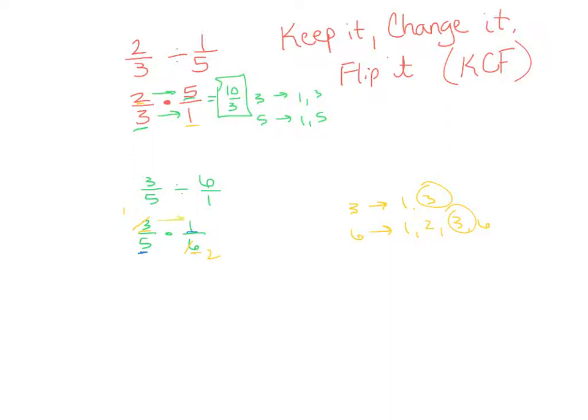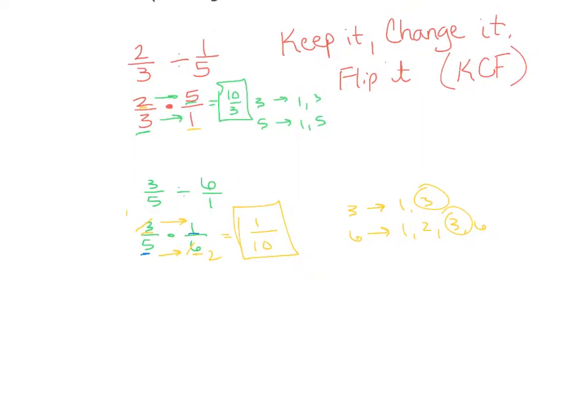Now we can multiply straight across. 1 times 1 is 1. 5 times 2 is 10. 1/10. All right.